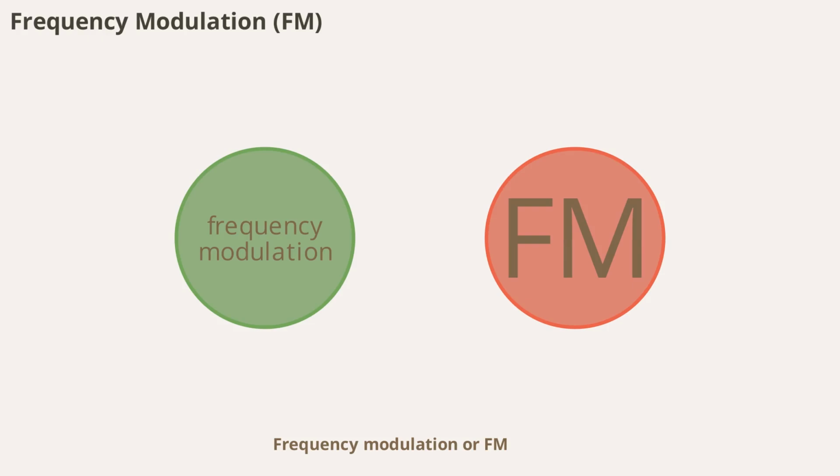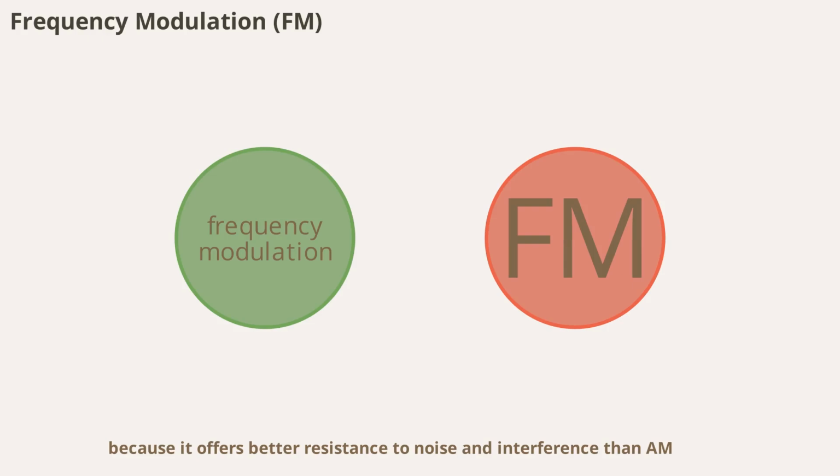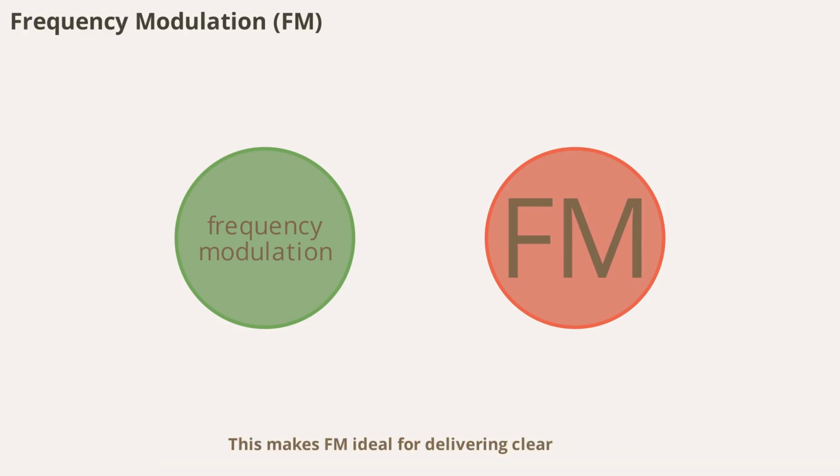Frequency modulation, or FM, is another popular technique where the frequency of the carrier signal is varied according to the information signal. FM is widely used in radio broadcasting, especially for music and high-fidelity audio, because it offers better resistance to noise and interference than AM. This makes FM ideal for delivering clear and consistent sound quality over the airwaves.